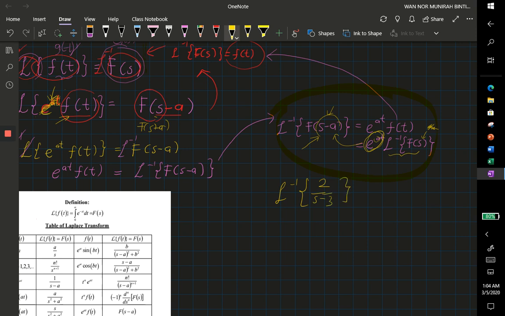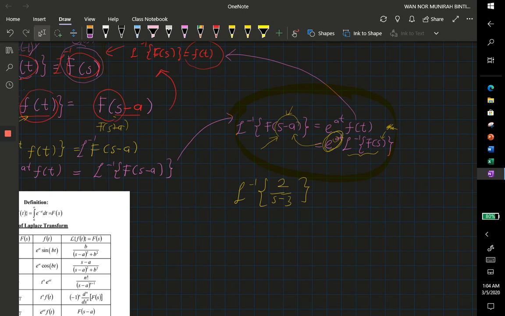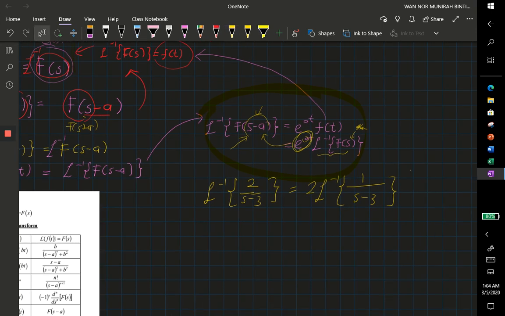Without looking at the table, we try to solve by using the property. So 2 is 2. For the Laplace inverse, I just take out 2, so the remainder is 1 over s minus 3. From this definition, I can read this function as F(s - a). Actually, this function is 1 over s, but this 1 over s is replaced by 1 over s minus a.